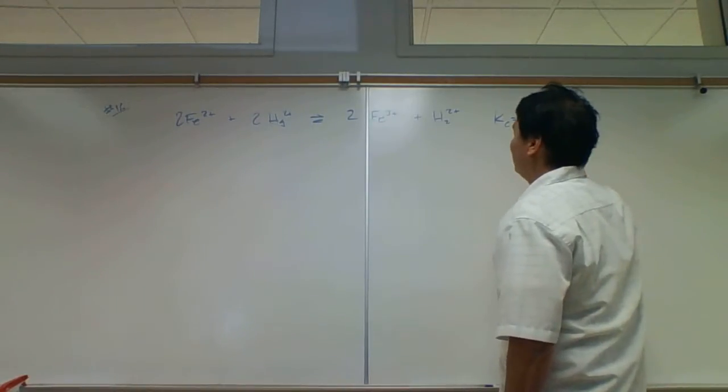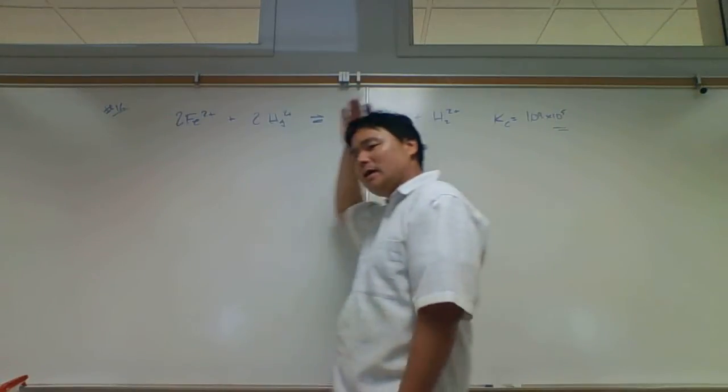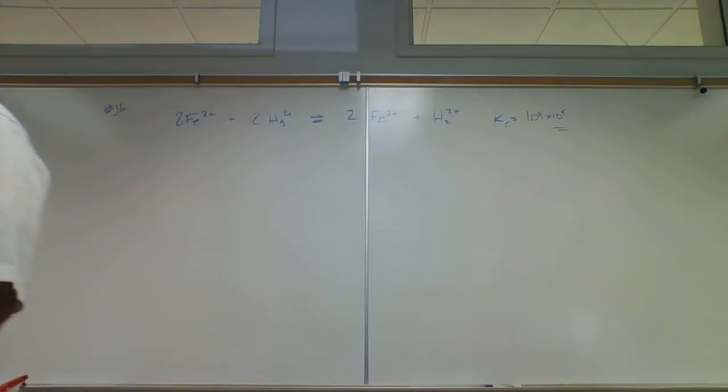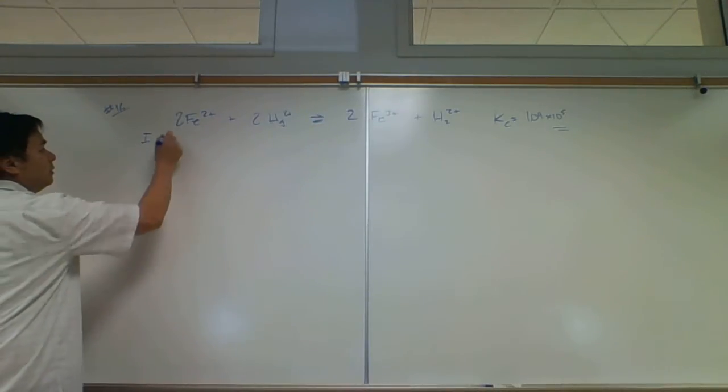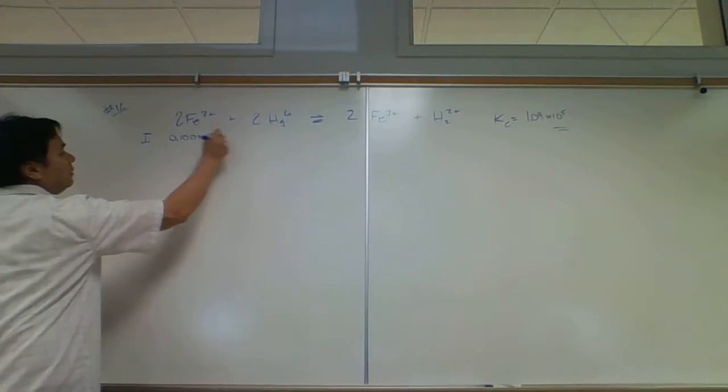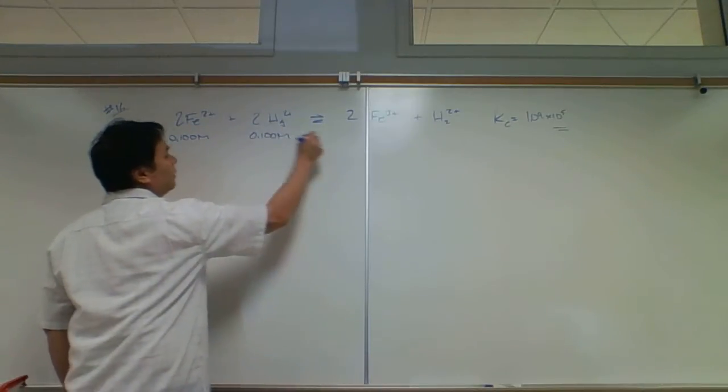Okay, immediately, do you see it? 10 to the 5th. Is that big, small? It's big, which means what? It means most of the atoms should be on the right side or the left side. Yeah, it should be all product. What are the initials that were given? It's 0.100 molarity for all of them. 0.100 for all of them? Yeah.